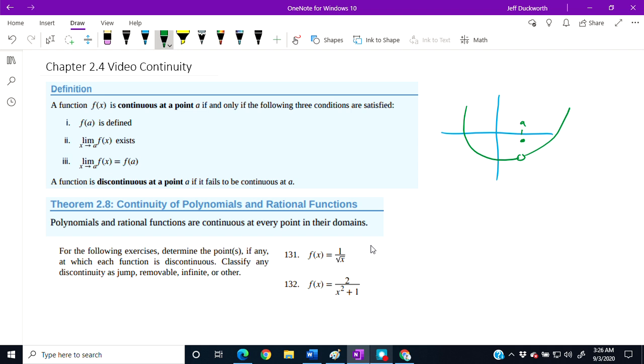All right, so theorem 2.8. This is something we've already talked about. Polynomials are continuous at every point in their domain, as are rational functions. Now a rational function may have a hole in its domain if there's a zero problem, like say 1 over x squared plus 3. That is a rational function.